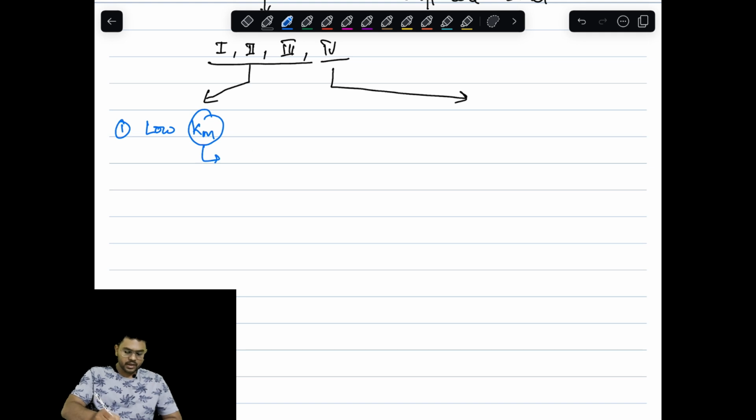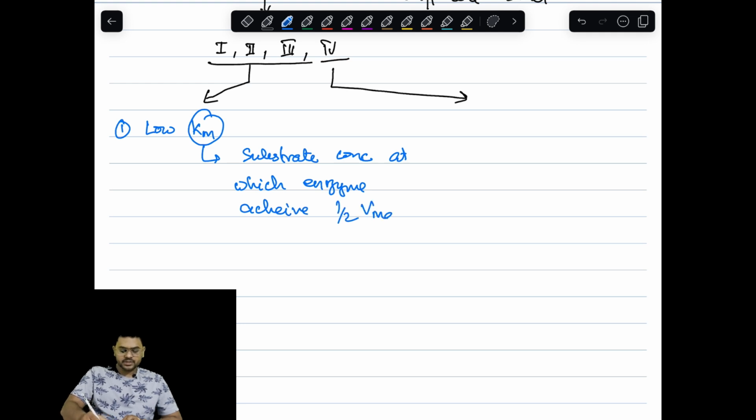Now what is Km? Km is the substrate concentration at which the enzyme achieves half of its maximum velocity, which is Vmax. So it is the substrate concentration at which the enzyme achieves half Vmax. So here it has a low Km. That means when substrate concentration is less, even then the enzyme could exhibit maximum activity. That is the meaning of low Km.